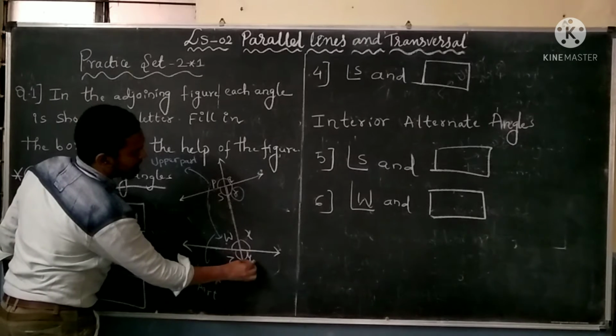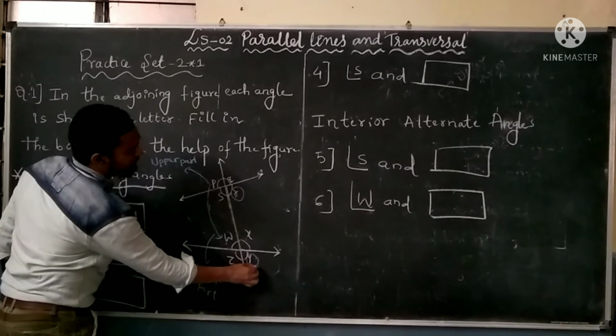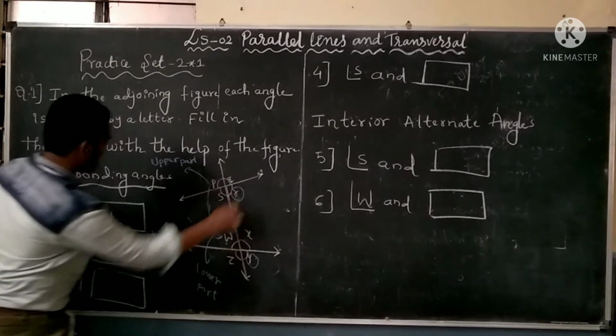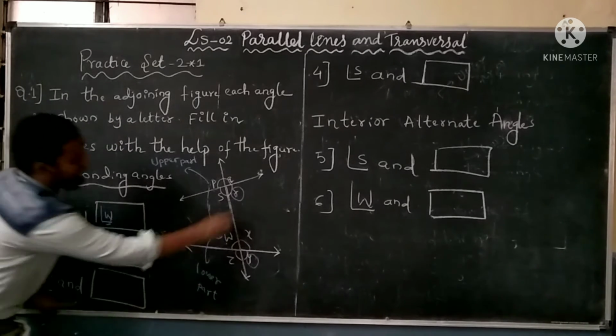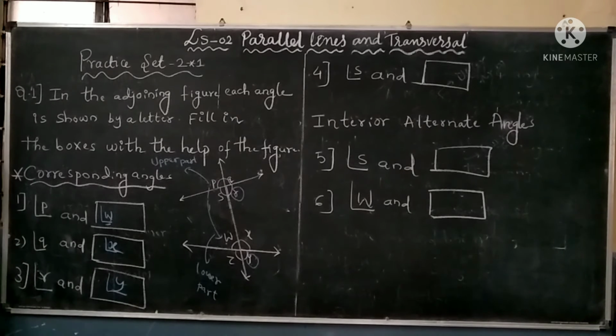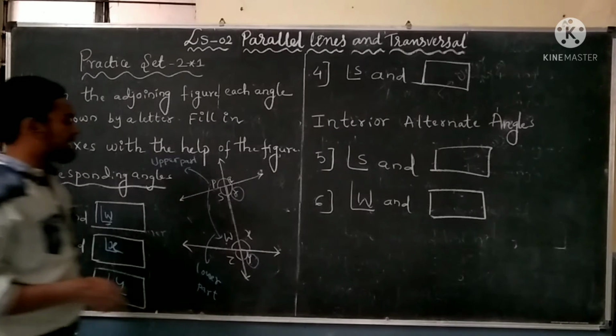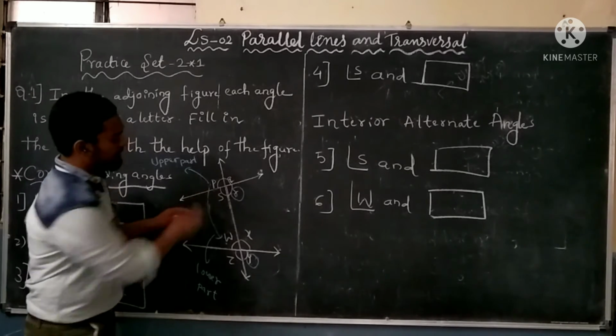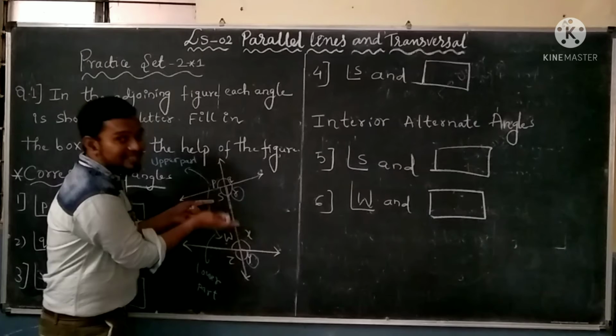And in the lower arm, Y is the lower side. Therefore, angle R corresponds to angle Y. Next, angle S. Upper arm, lower side.